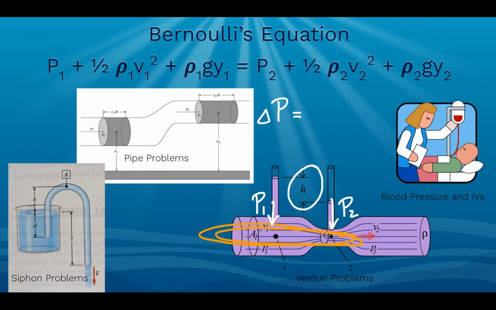The change in pressure will be equal to rho g times your change in height, or change in y. So either way you do it, it will work. The math ends up being exactly the same. It's just how you think about it.